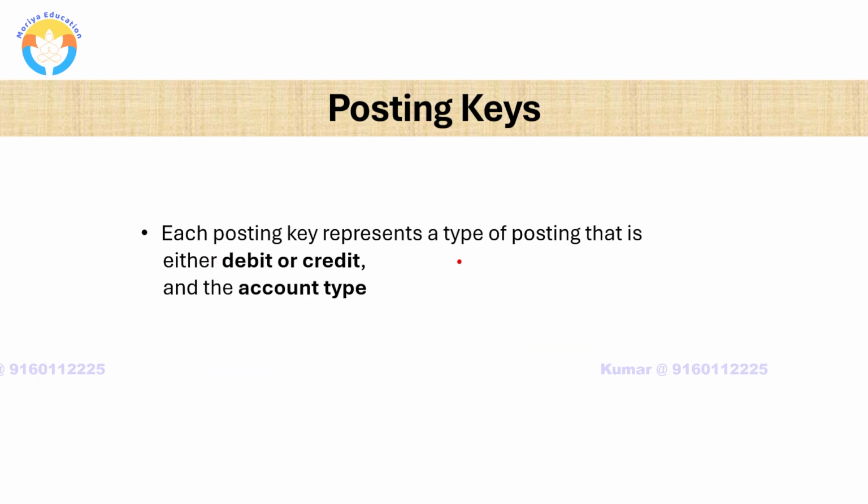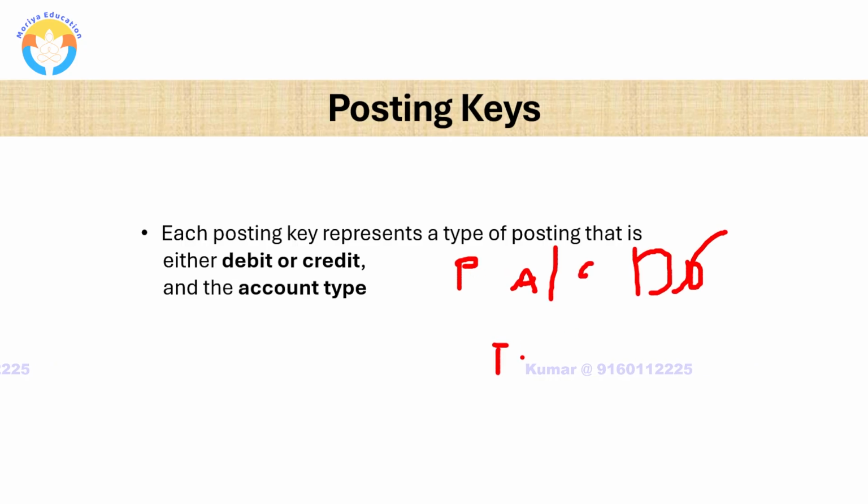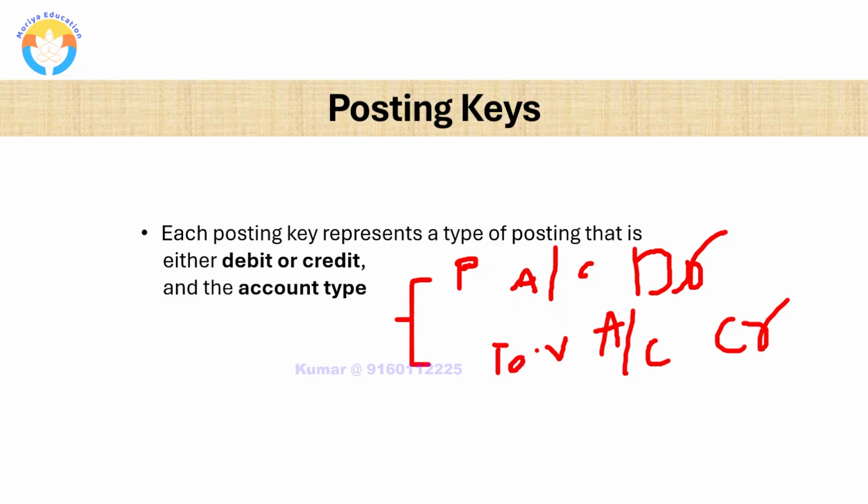Purchase of goods. Purchase account debit to vendor account credit. In the same way, for example, there is one asset. I purchase one asset from vendor.